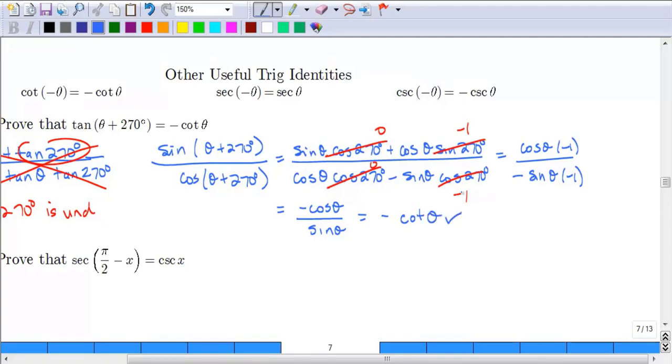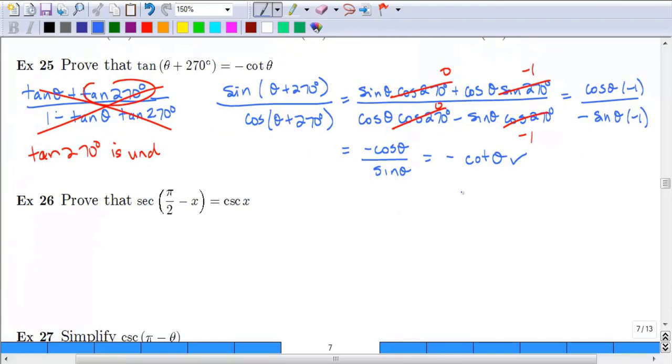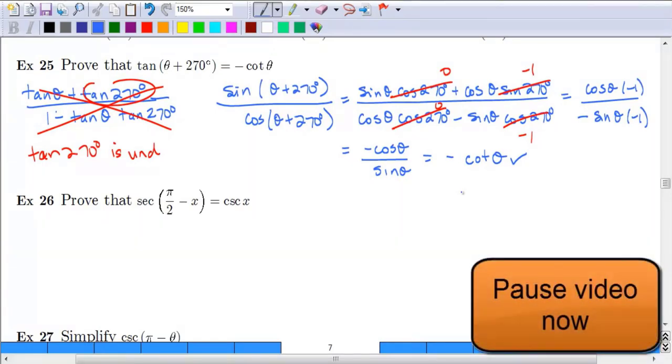So again, sometimes we go in the wrong direction, and that's okay. We need to make sure that there are other alternatives. Okay, I want you guys to pause the video here and try the next example.